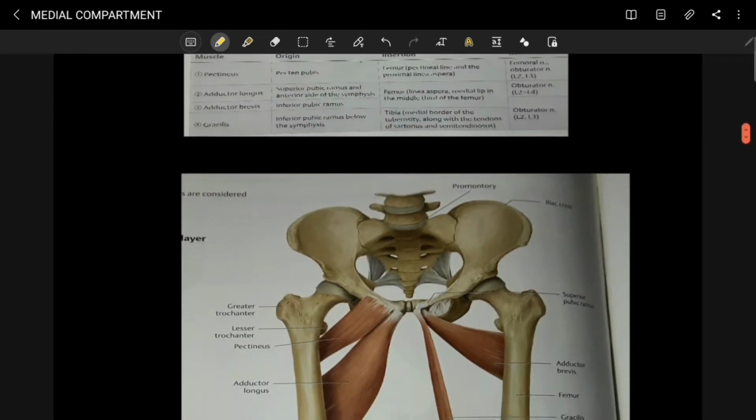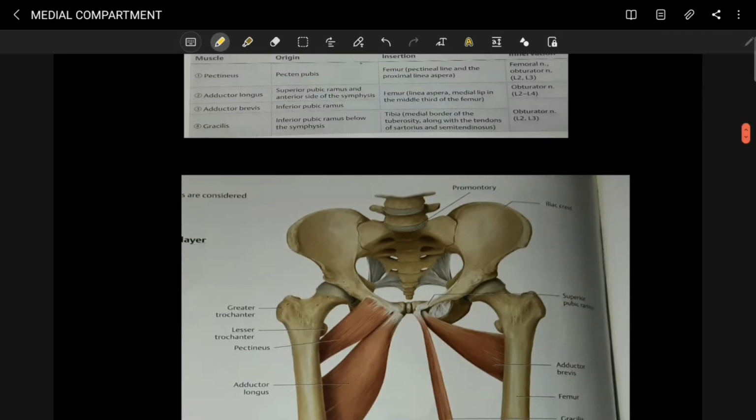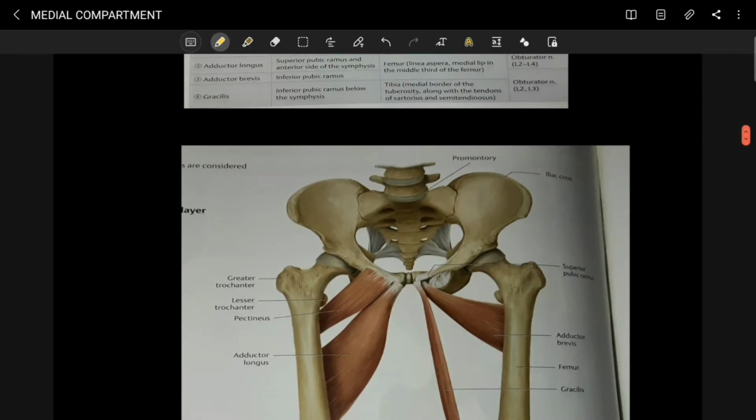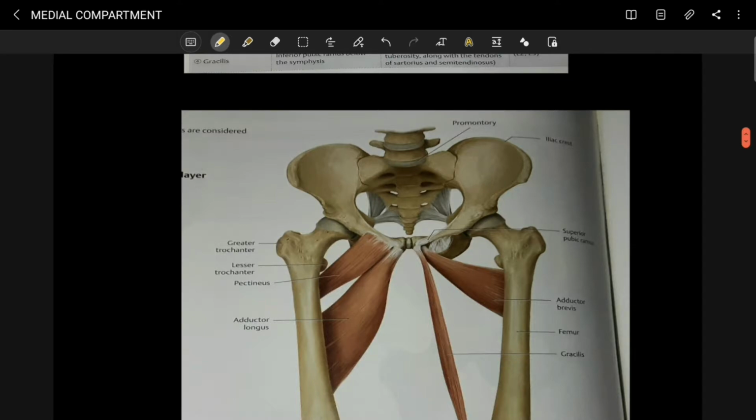Cool? Yep, that's gracilis. If you look at the actions of the gracilis muscle, it generally adducts the thigh at the hip and flexes the leg at the knee. So adduction of thigh at hip and flexion of leg at knee. Forgive my handwriting, I know it's pretty bad, but yeah.